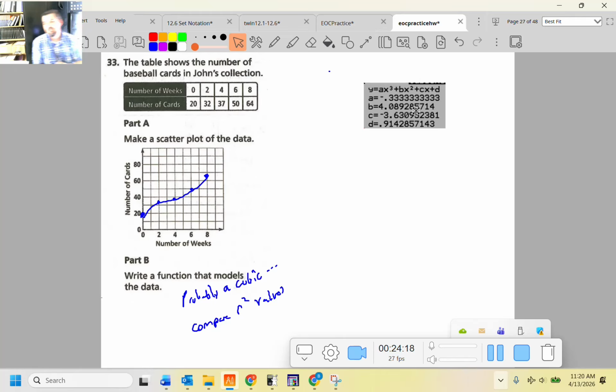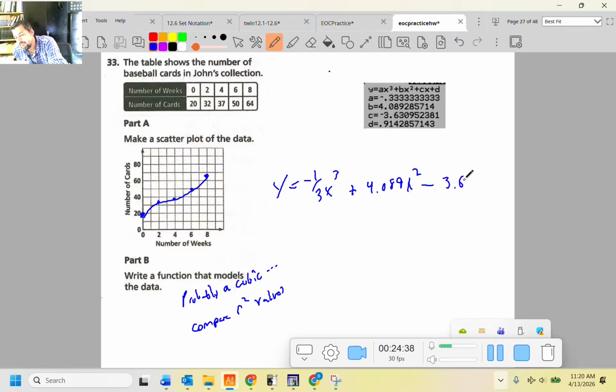So let's go out at least 3 decimal places. Y equals, that's perfect. That's -1/3 x cubed, plus 4.089x squared, minus 3.631x, and then plus 0.914.